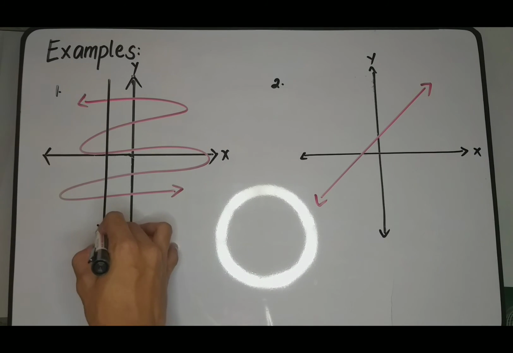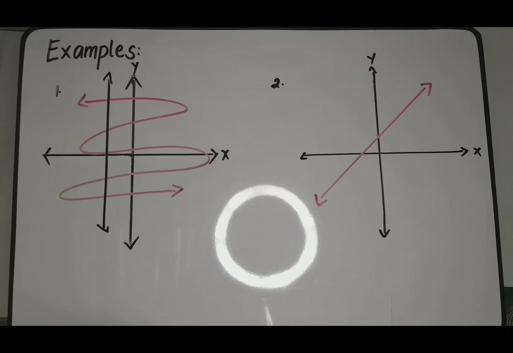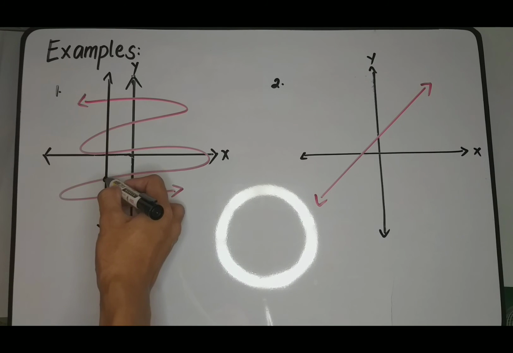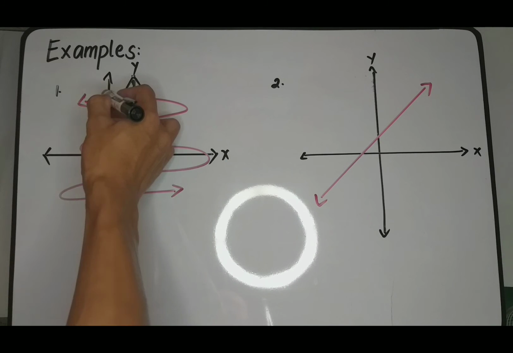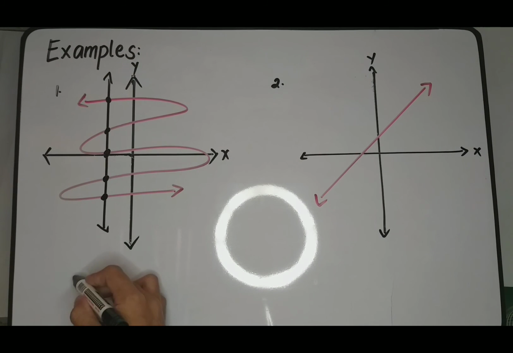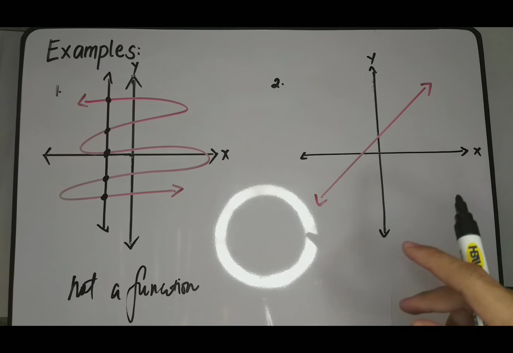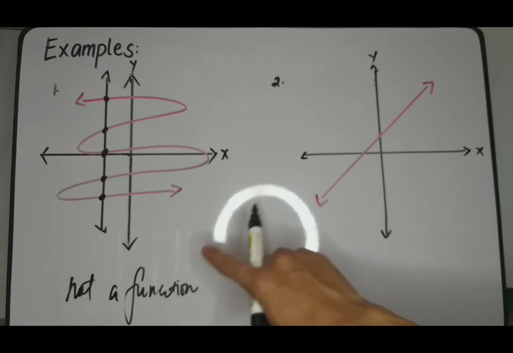Okay. For example, this is a vertical line. Then, ilang intersection ang meron? 1, 2, 3, 4, 5. So, 5 intersection na nabuo. So, it is not a function. Why? Kasi, ang isang graph ay masasabing function kung isa lang ang point of intersection niya. So, dun sa number 1 ay 5, so it is not a function.